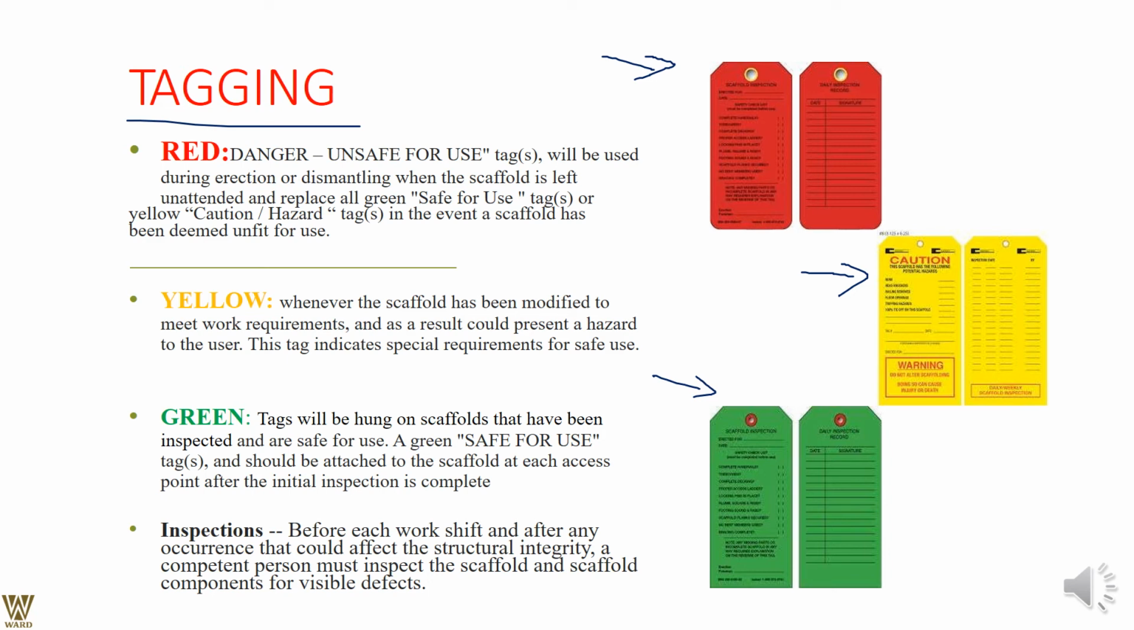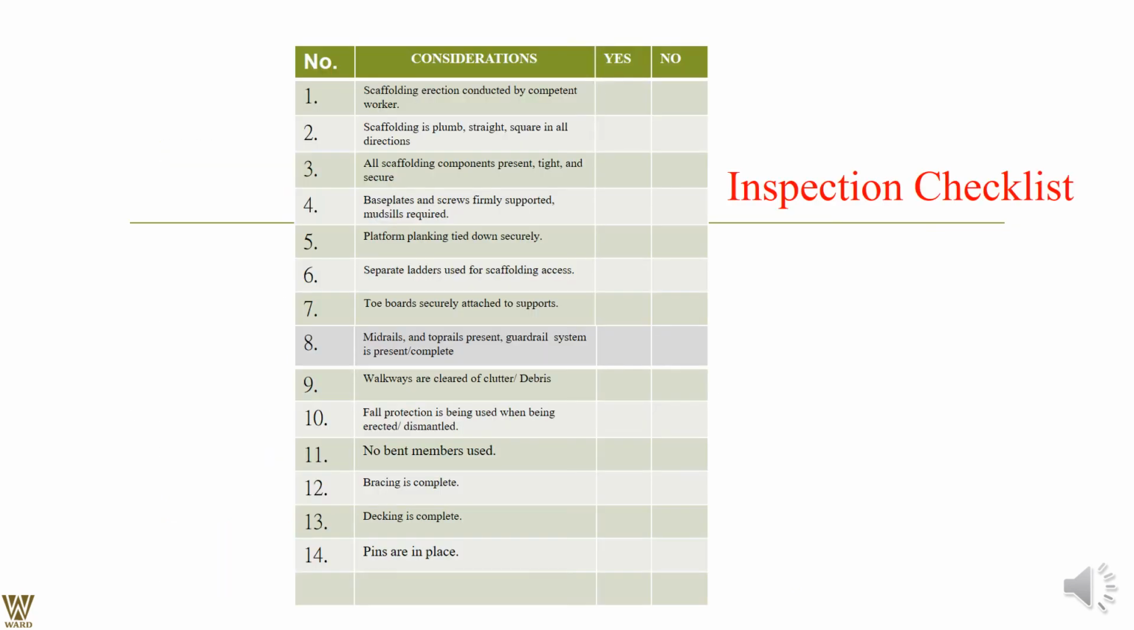So we need to understand this concept altogether. Inspection before each work shift and after each occurrence should check structural integrity. There should be a proper investigation, reporting, and documentation. Last but not least would be the checklist that I have given to you for your reference. There are 14 pointers that came into my mind. I wrote it down. You are at liberty to have it elongated or curtailed as per the requirement of the job.